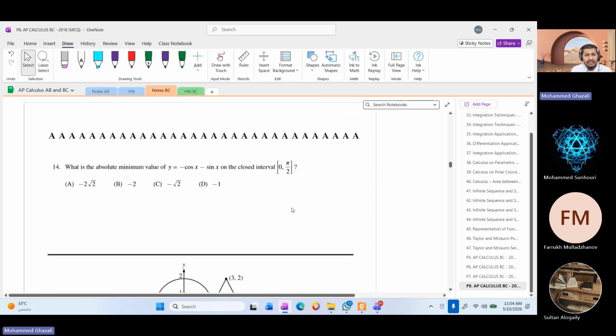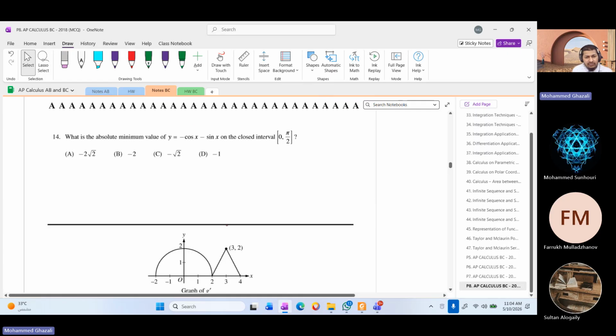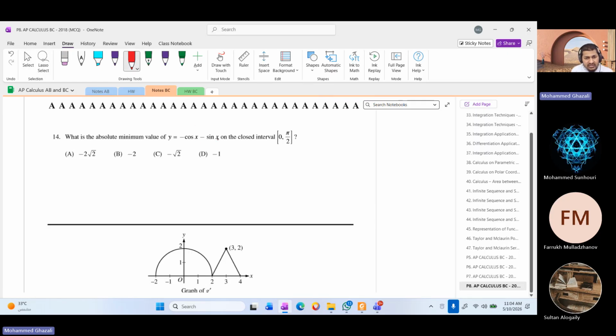Anyways, what is the absolute minimum of y equals negative cos x plus 10? Because they're asking for the absolute minimum, let's check the endpoints first. So what's y of 0? If you substitute 0, what is cos of 0? So that answer is -1. What's y of pi by 2? -1 again. Which means that we don't know whether this is the absolute minimum.